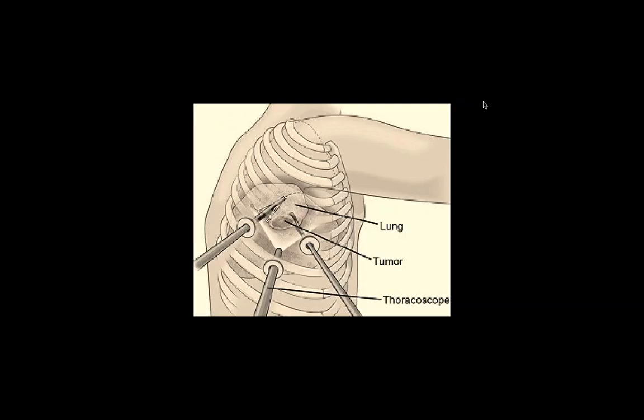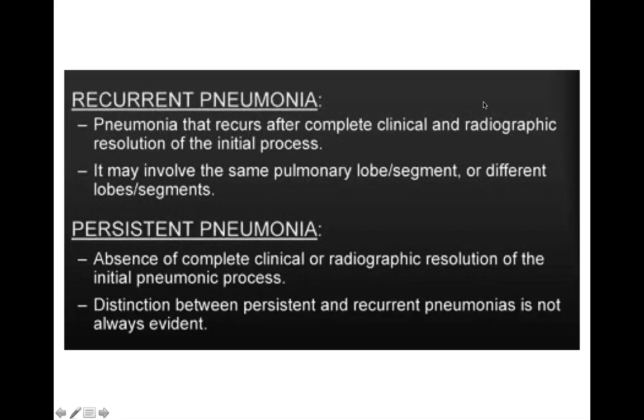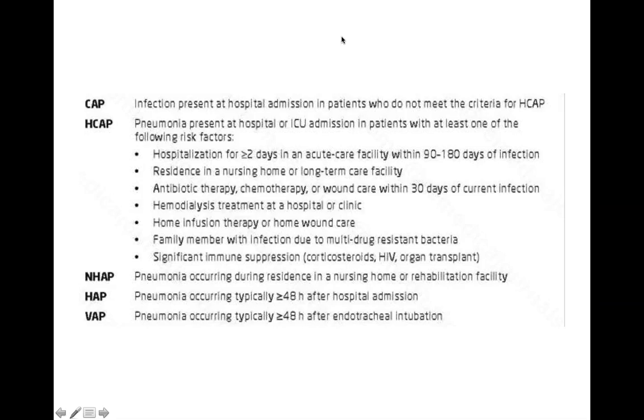Okay, next we come to ventilator associated pneumonia or healthcare associated pneumonia. So we did this earlier also. So as I said, healthcare associated pneumonia may be nursing home or hospital acquired pneumonia or ventilator associated pneumonia. It occurs 48 hours after hospital admission. Okay, community acquired pneumonia, which we get from the community.